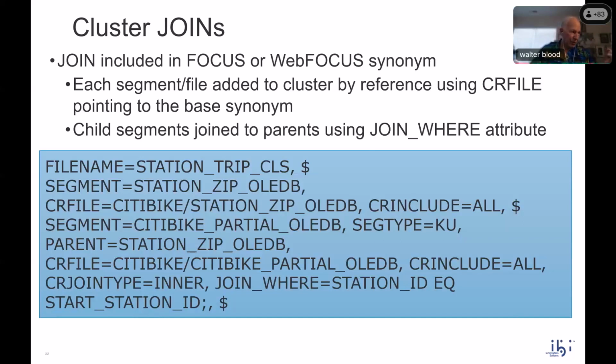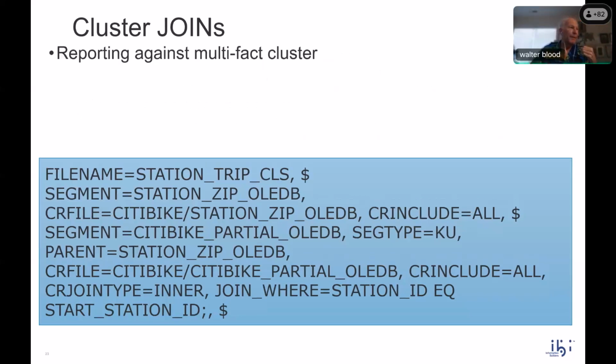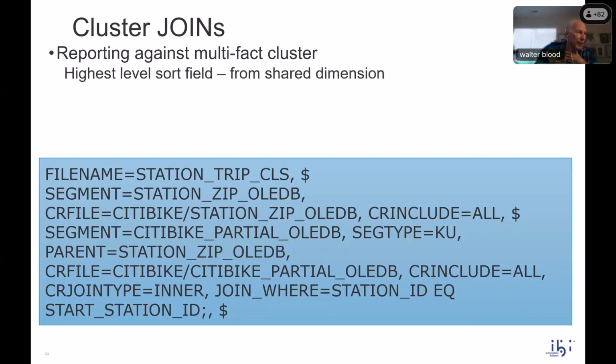Something like this. You can see that I've got two segments here. The city bike partial OLEDB segment is basically a child of the station zip OLEDB. There is a join type there. It's indicated as an inner. The join where is station ID equal to a specific value, start station ID. Fairly straightforward to set up. You can report easily against this, and you're going to be working with the highest level sort field.